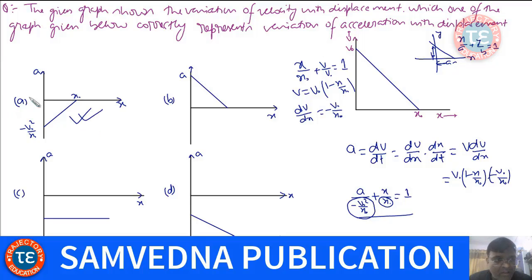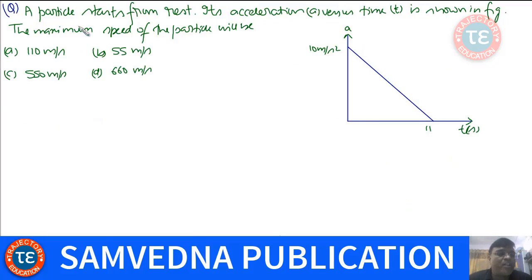This is the graph. Acceleration versus x is going to be this graph. Are you getting a point? So this is the correct answer. Let's go to the next question.